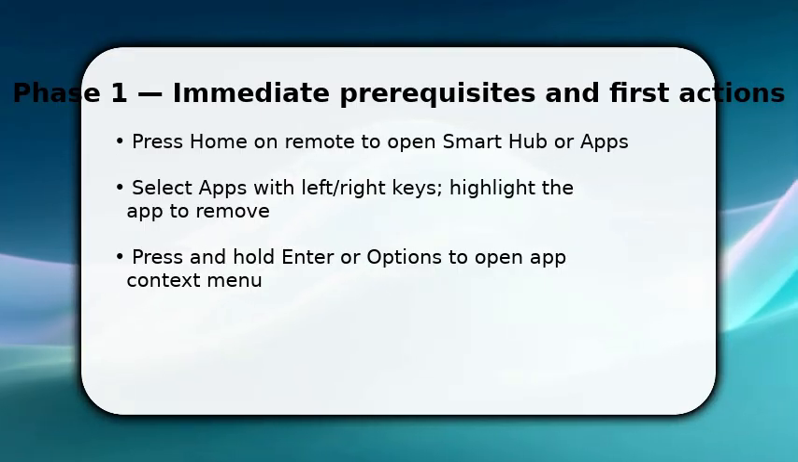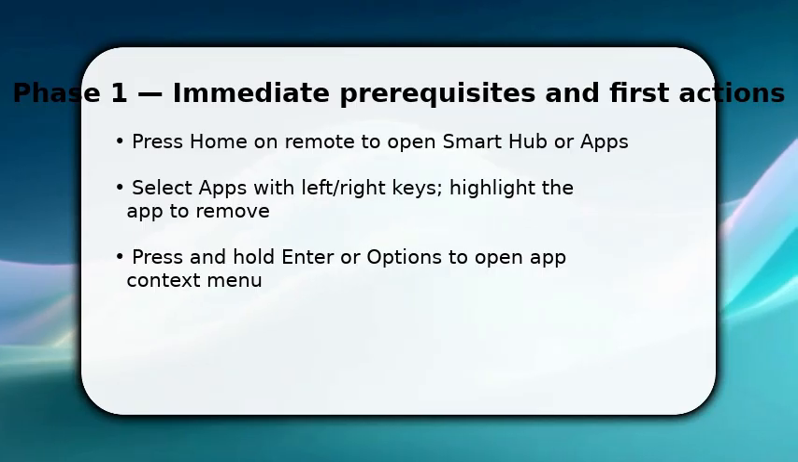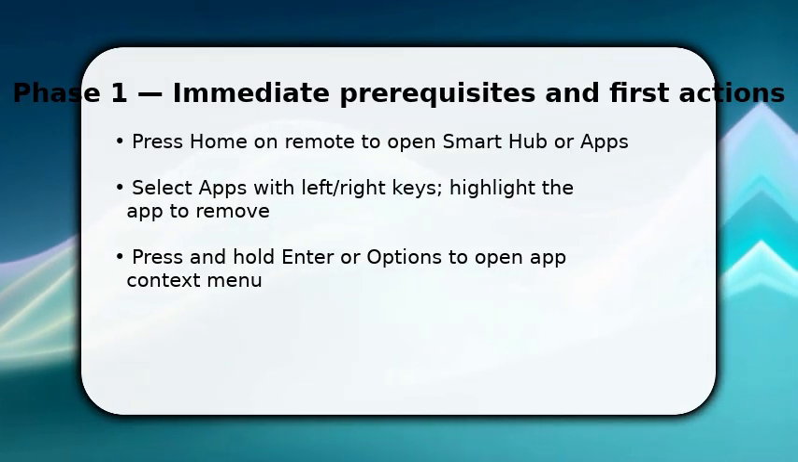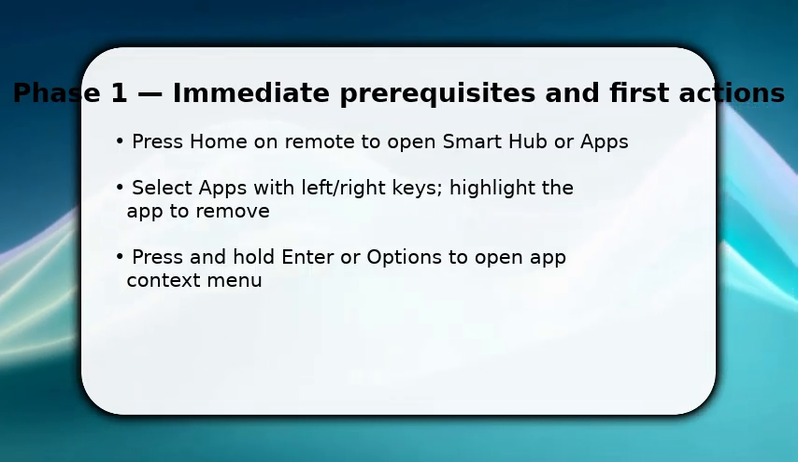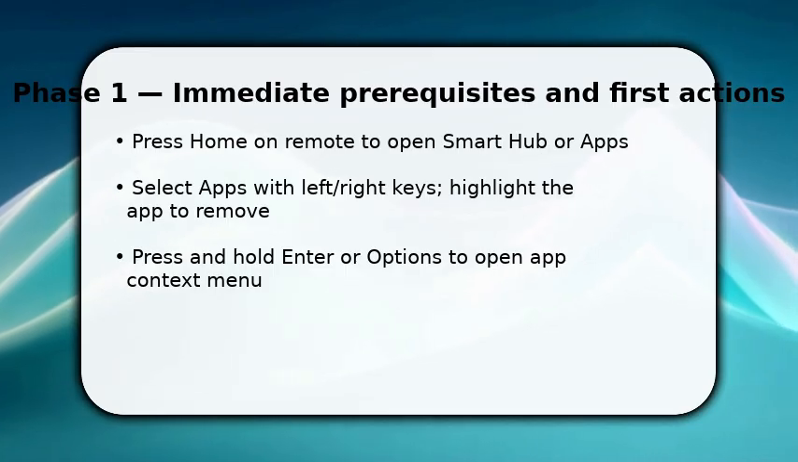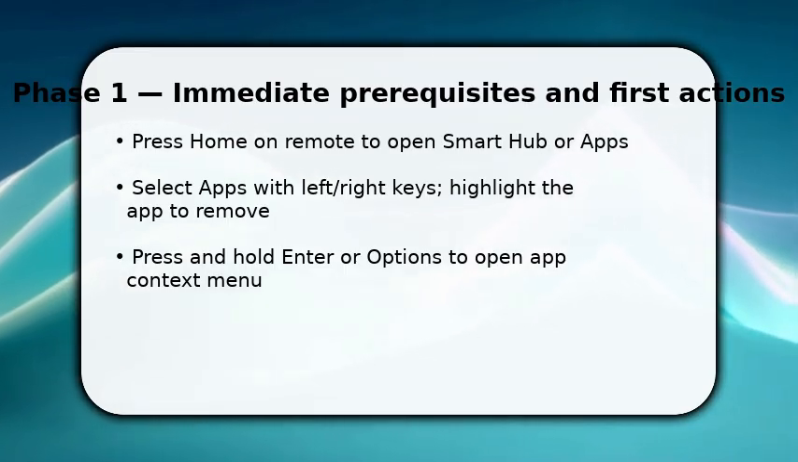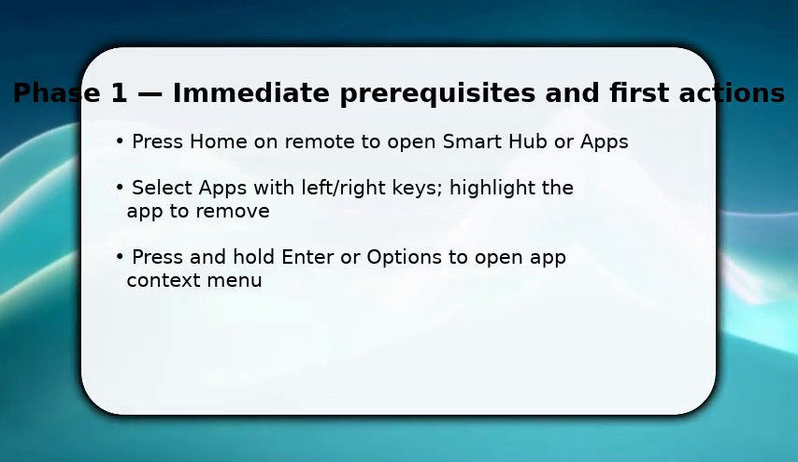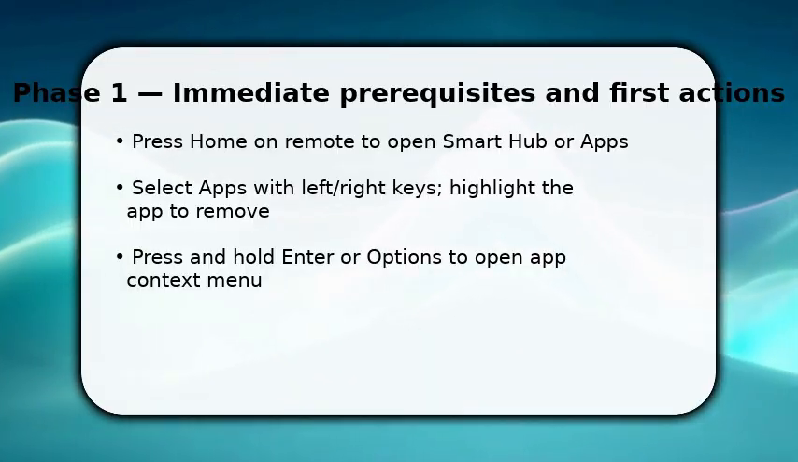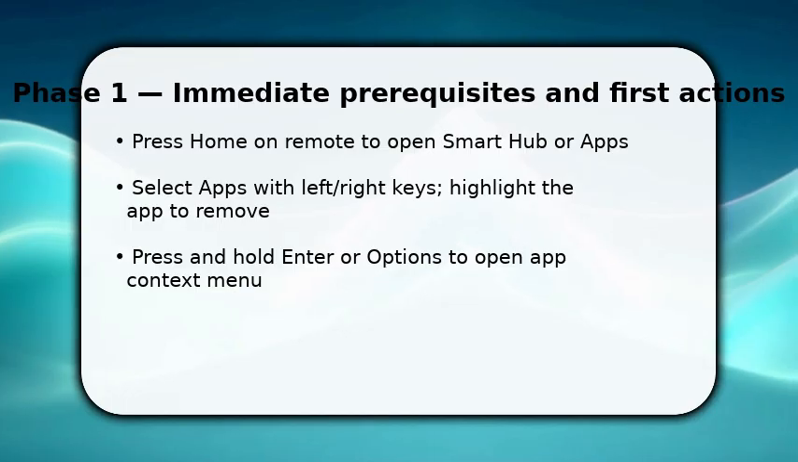You start by opening the Smart Hub, press Home on the remote, and go straight to Apps. Once there, navigate with the arrow keys until you highlight the app you want removed. Press and hold Enter or the Options button to open the app's context menu. This reveals Remove/Uninstall choices because Samsung hides deletion behind the Options layer to avoid accidental removals.